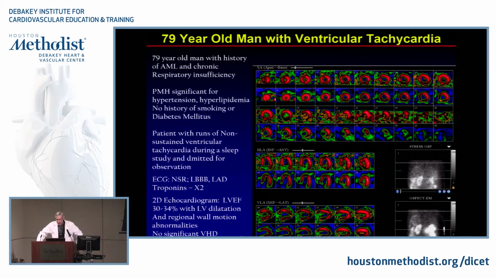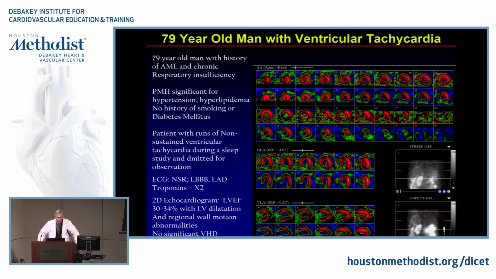Well, I would assume stress on top and rest. Okay, so this is stress and this is rest, from the apex up to the base. So this is the horizontal long axis, the vertical long axis. So, what do you think? I mean, there's possibly some inferior wall perfusion that looks kind of similar between rest and stress. Okay, so it looks like there's maybe a fixed defect inferiorly here, right? So that's suggestive of coronary disease.